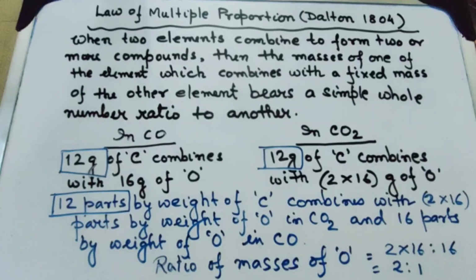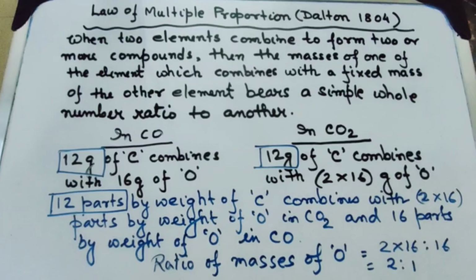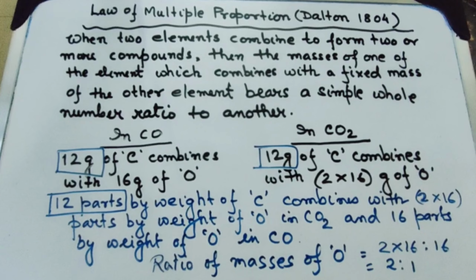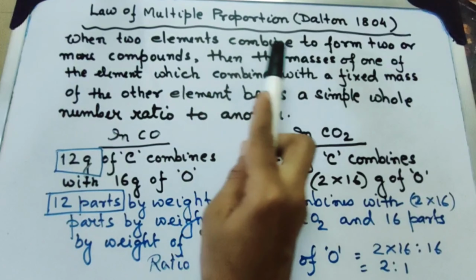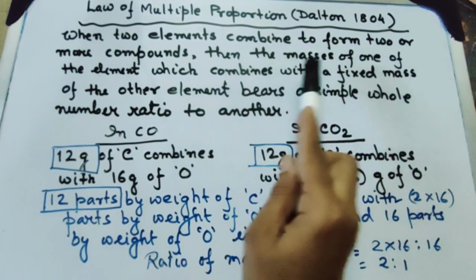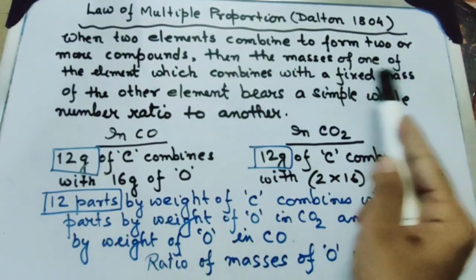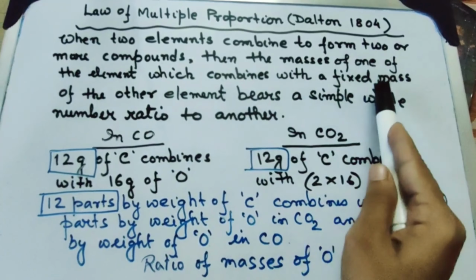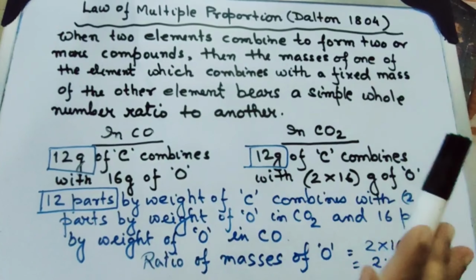Let us discuss the law of multiple proportion as proposed by John Dalton in the year 1804. This is the statement which states that when two elements combine to form two or more compounds, then the masses of one of the elements which combine with the fixed mass of the other element bear a simple whole number ratio to one another.